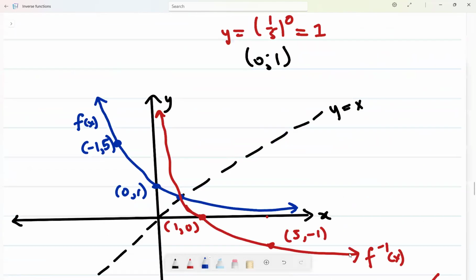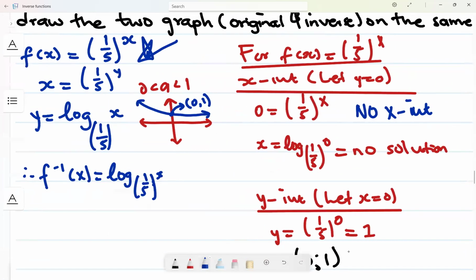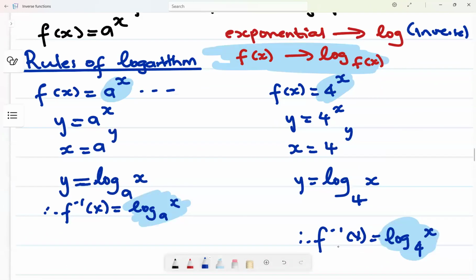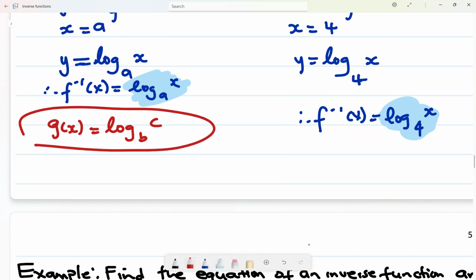One might say, okay, so how do I move? Here we explained that when I move from this one to log, I do that. So how do I move from log to original? It's easy. If you're given, let's call it g of x, equal to log b to the power of c. Remember what you do. Remember the original function was this one.